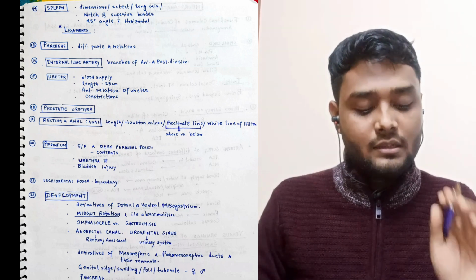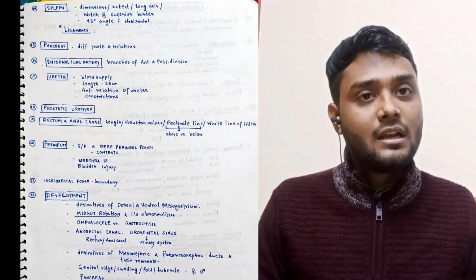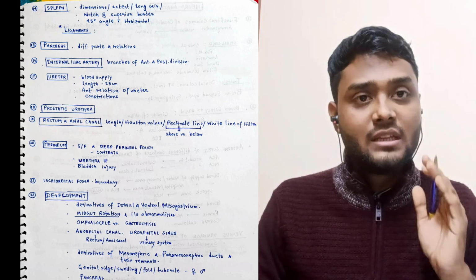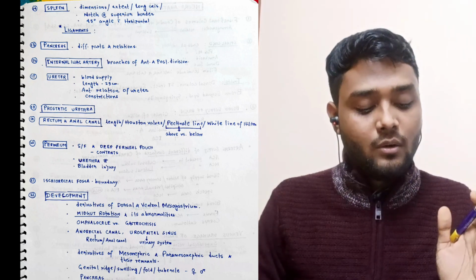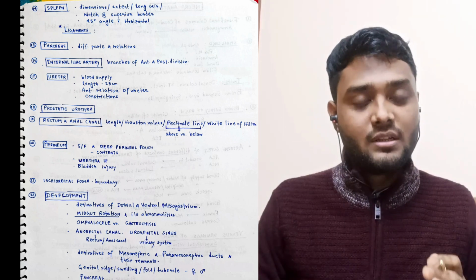Rectum and anal canal, what are the lengths of rectum and anal canal, what are Houston's valves, what is the pectinate line, what is the white line of Hilton, what is the significance of the pectinate line, what is the difference between above and below the pectinate line.